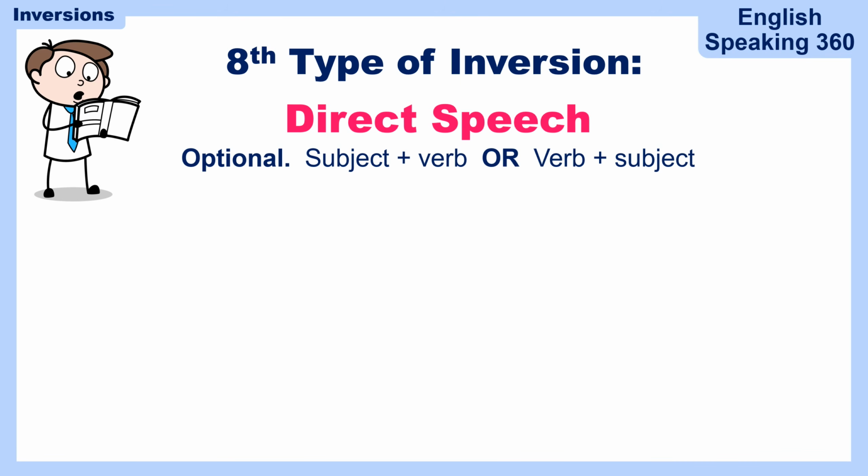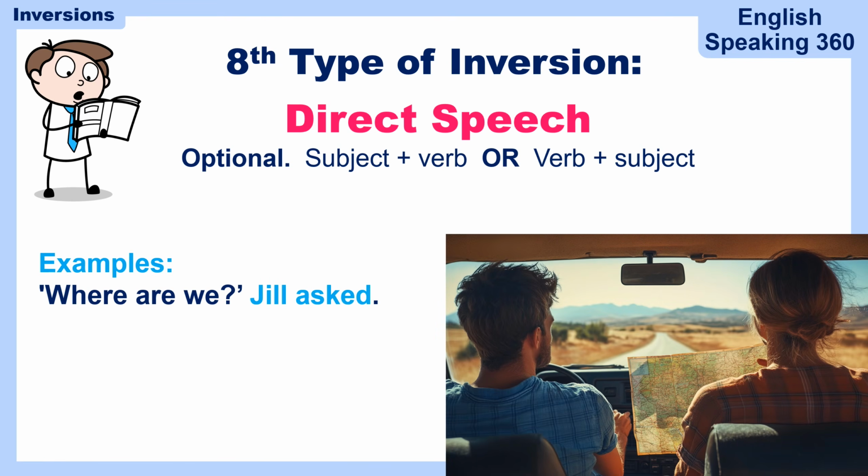Number 8, and the last one, is direct speech. Now this one is optional. Subject plus verb or verb plus subject. So you have both options here. Example 1. "Where are we?" Jill asked. This one is fine. Jill is the one with the map and she's asking the driver, where are we? That's what she asked. Jill asked.